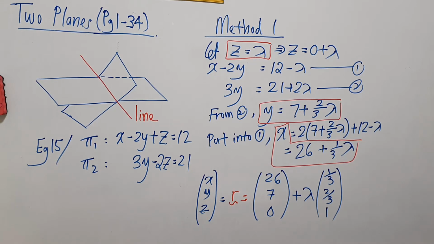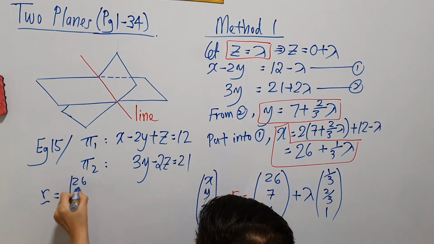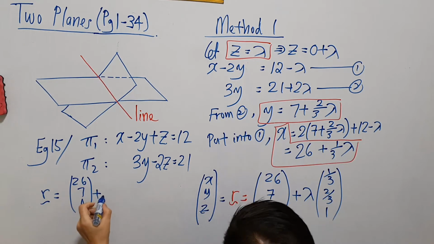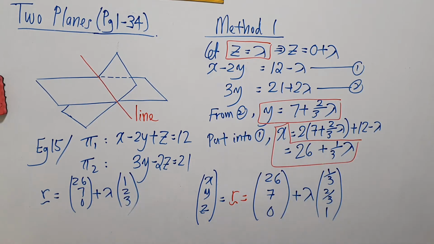Of course, you can actually reduce this and write this as what? r equals to 26, 7, 0 plus, if you wish to, you can write this as 1, 2, 3. Okay. This is how you can go about finding the equation of the line of intersection between two planes. This is method 1. I'm going to show you method 2 soon.